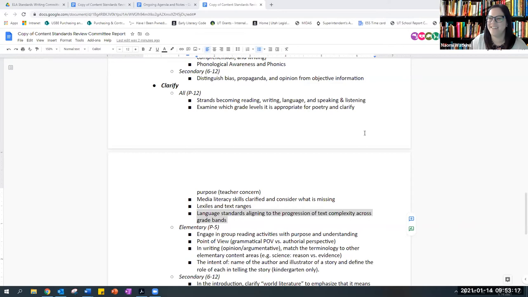Yep. When we were in the review, how do you grade that? How do you say, oh, they've mastered the text complexity across grade bands? And so they wanted some clarification to say, oh, this is what text complexity looks like across the grade bands in the elementary realm.